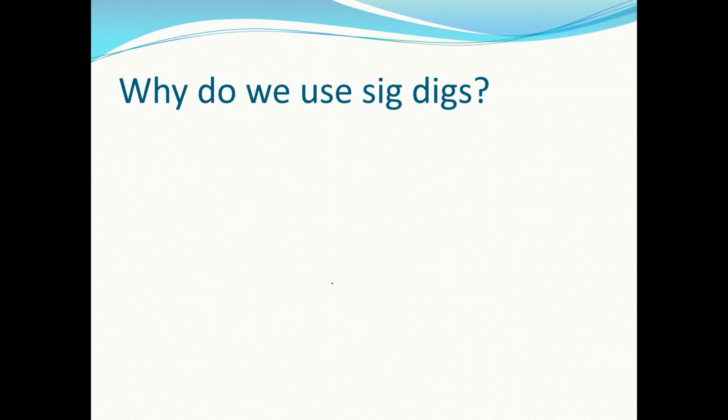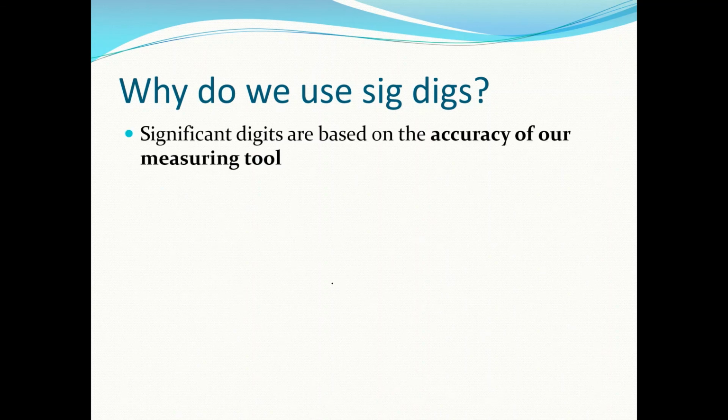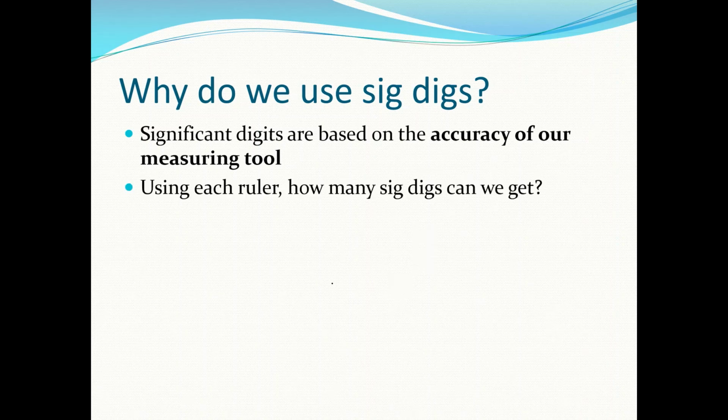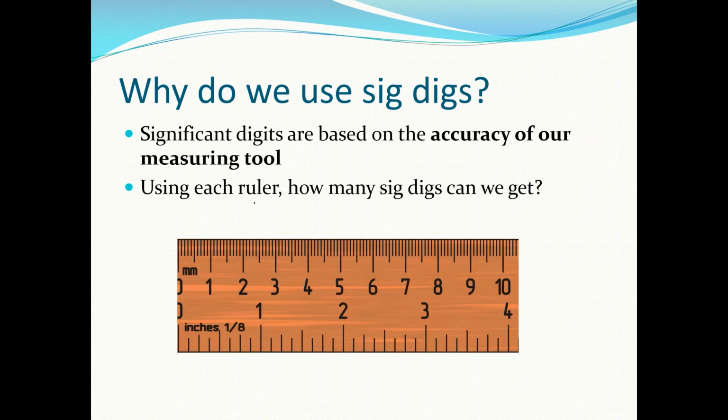So why do we use Sig Digs? Well, significant digits are based on the accuracy of our measuring tools. Whenever you're doing stuff in physics, you're always measuring it. You're measuring speeds, you're measuring distances, you're measuring times. So using this ruler, how many Sig Digs can we get?